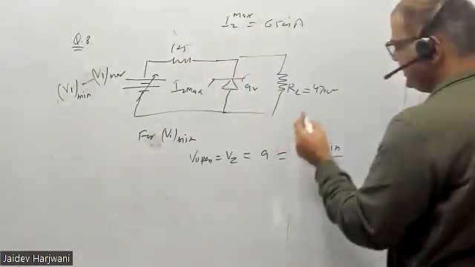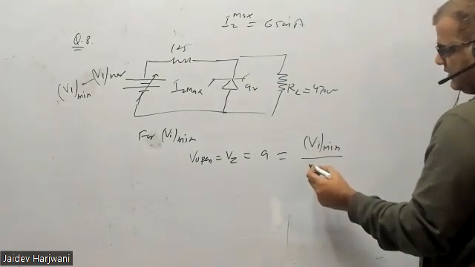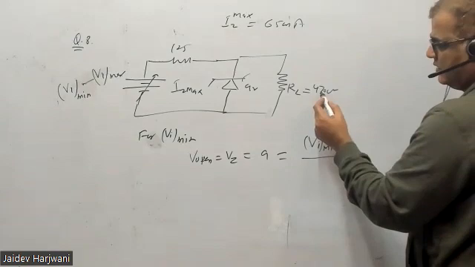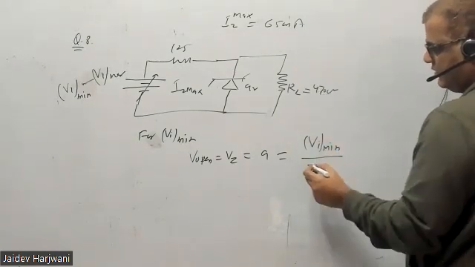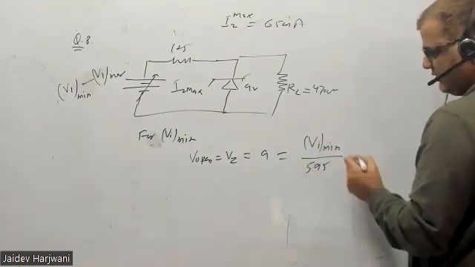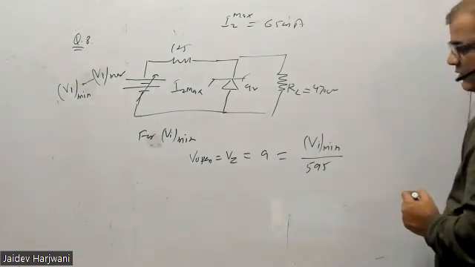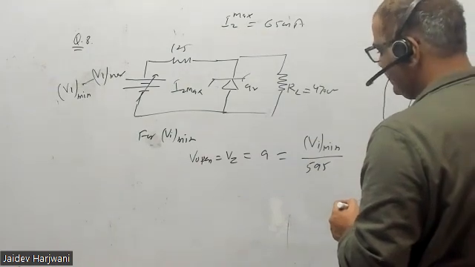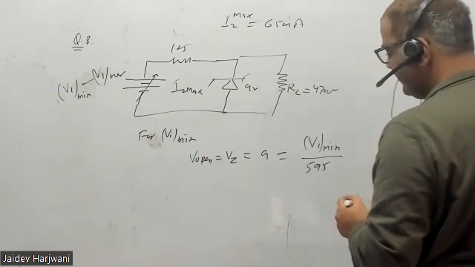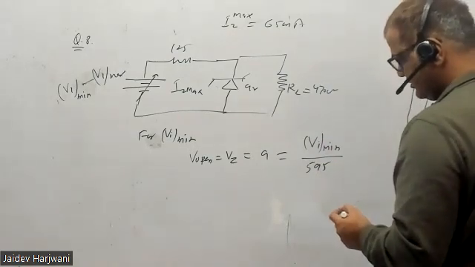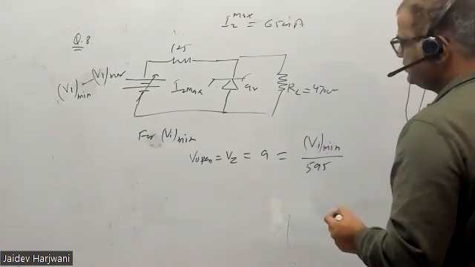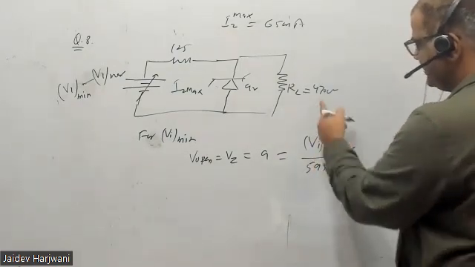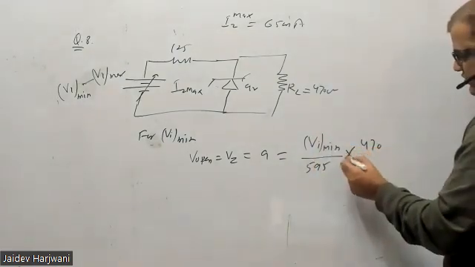upon 125 and 470. How much will it come? 125 and 470, tell me. 595. Yes or no? Yes, sir, that is in ohms. Okay, so what will be the minimum value of V? Sir, 11.39 volts. So V open, and here 470 should also be there.